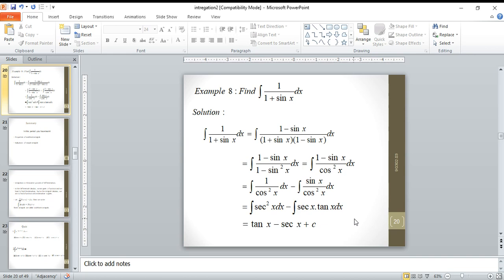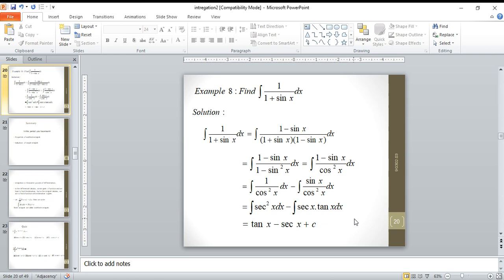(a plus b)(a minus b) is a square minus b square, that is 1 square minus sin square x. So integration of (1 minus sin x) by (1 minus sin square x), and 1 minus sin square x is cos square x, dx. Integration, so divide the two parts: integration of 1 by cos square x dx minus integration of sin x by cos square x dx.